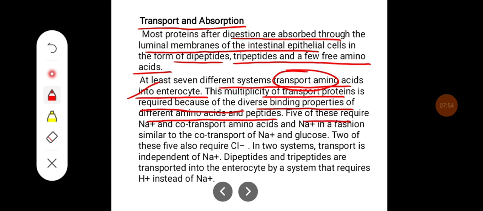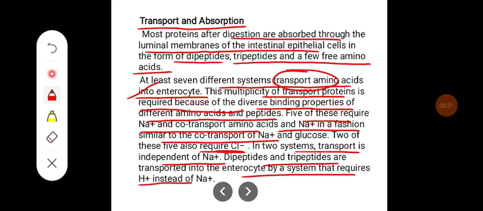5 of these require sodium and co-transport amino acids and sodium in a fashion similar to co-transport of sodium and glucose. Two of these five also require chloride, and in two systems transport is independent of sodium. Dipeptides and tripeptides are transported into the enterocyte by a system that requires hydrogen ion instead of sodium.